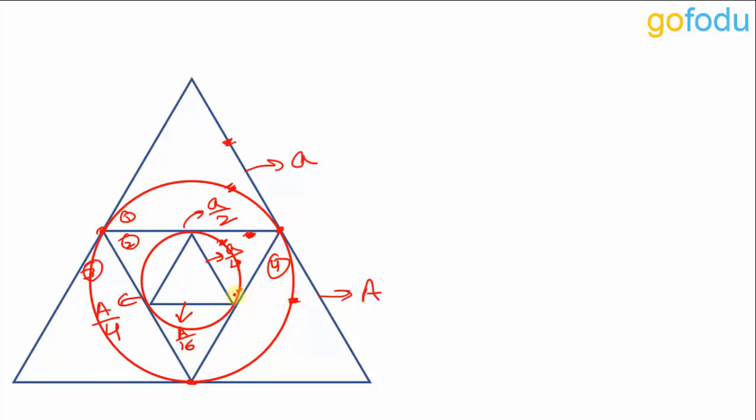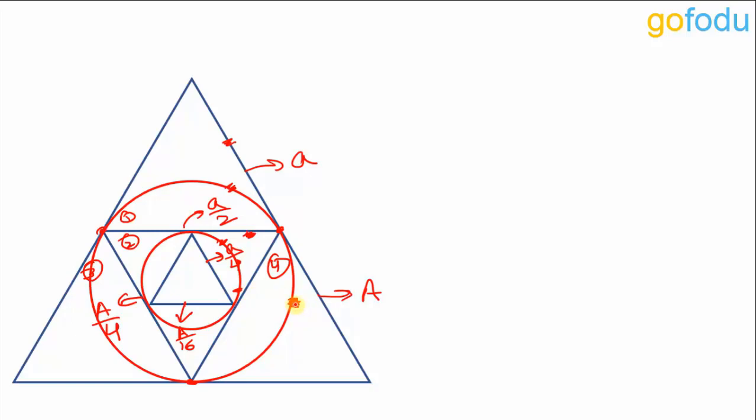Also the relation between radii of these circles will be same as the relation between sides of these triangles. Radius of this circle will be half of that of this outer circle. Area of the smaller circle is 1/4 of that of bigger circle's area, and radius of this smaller circle is half of that of radius of bigger circle.